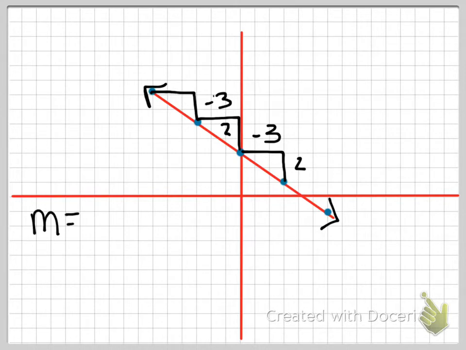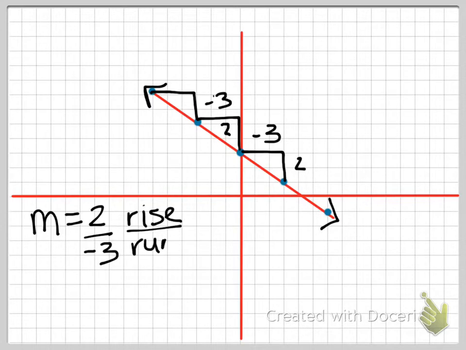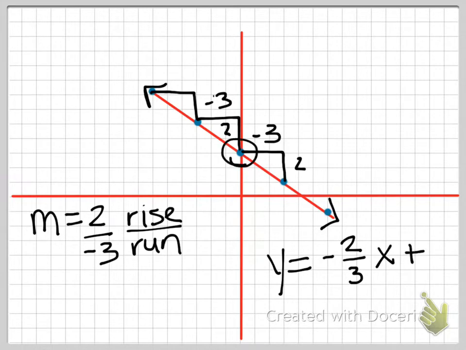So if slope again is rise over run, then we know that it's 2 over negative 3, or negative 2/3. And again, we're going to identify the y-intercept, which is up 3. So our y-intercept is plus 3. So the equation to this line is y equals negative 2/3 x plus 3.